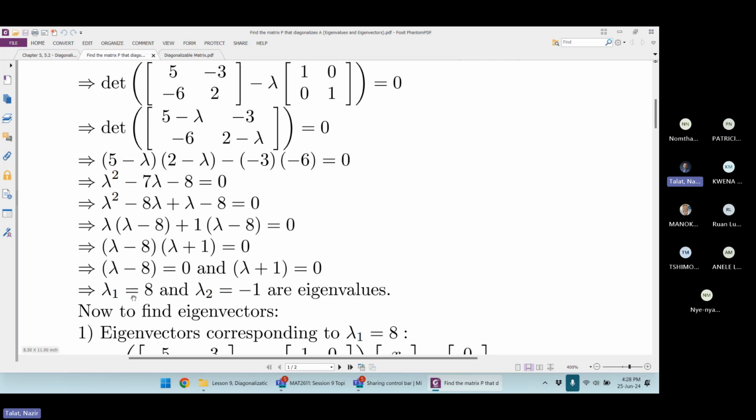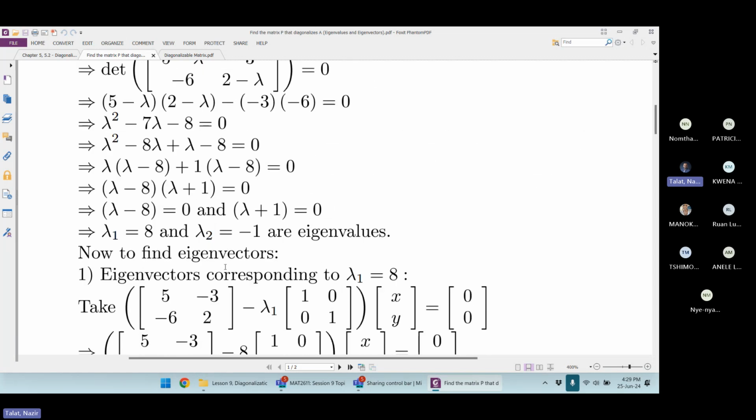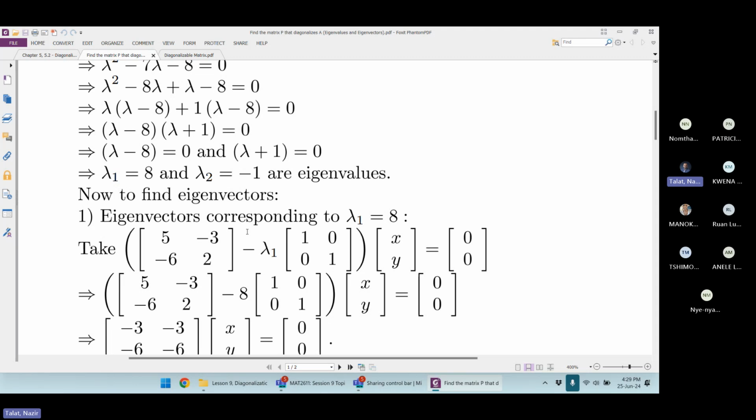One can check whether these values are correct or not. Just take the sum: 8 plus minus 1 is equal to 7. So the sum of the eigenvalues is 7. Now check the sum of the diagonal entries, which is also called the trace: 5 plus 2 is also 7. So it means the eigenvalues are correct, because 5 plus 2 is 7 and 8 plus minus 1 is also 7. Now, when the eigenvalues are correct, the next task is to find the corresponding eigenvectors.